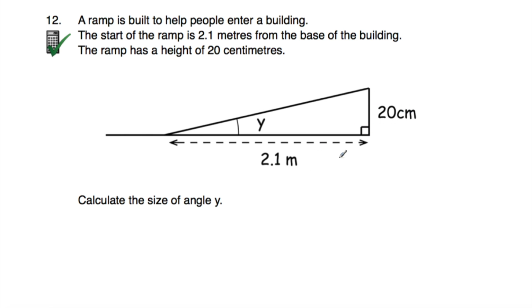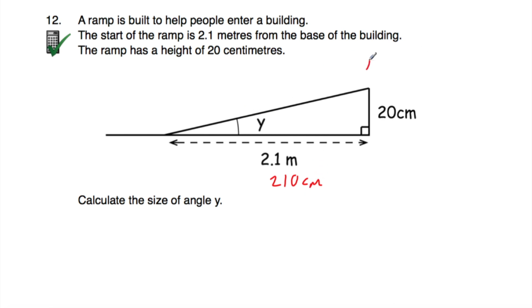We've got two different sets of units here. It's very important whenever we're doing trigonometry that we're using just centimeters or just meters and so on. So I'm going to change the 2.1 meters to 210 centimeters, because in each meter there's 100 centimeters. So 2.1 meters would be 210 centimeters.